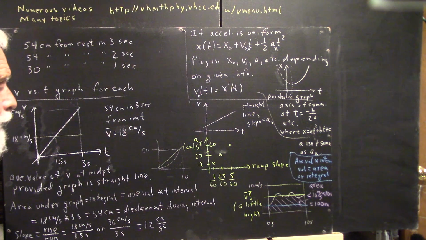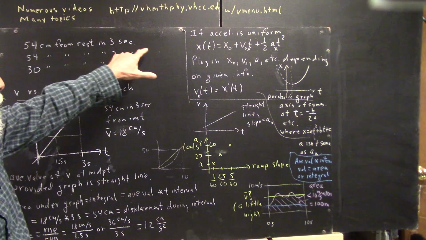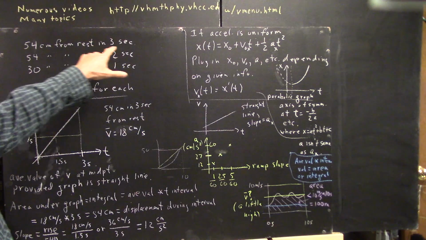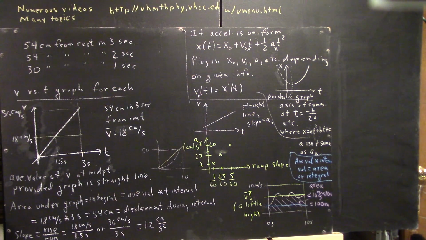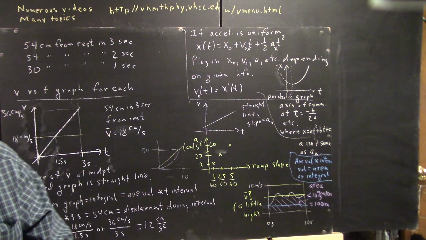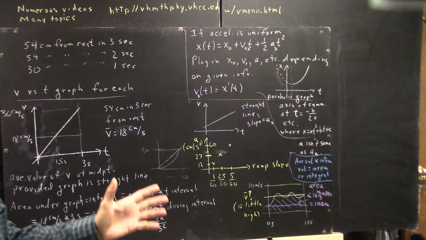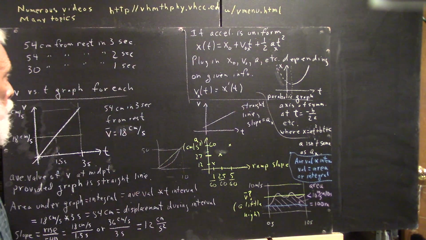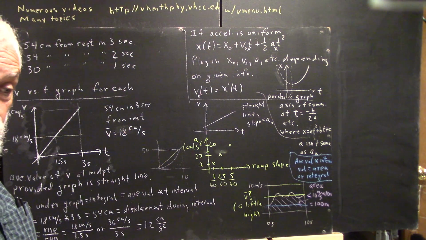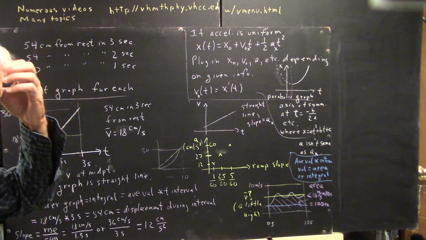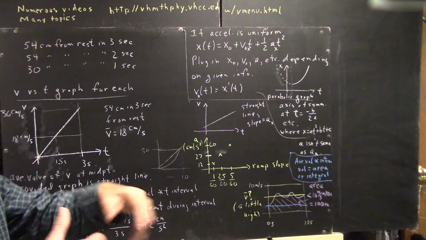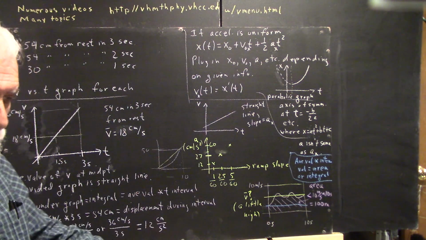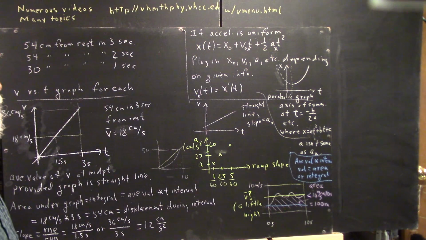Then I asked, what's the first thing you're going to do if you want to make that graph? Well, you take the 54 centimeters into 3 seconds. Everybody divides that. Everybody says, well, that's 18 centimeters per second. Okay, well, very good. My next question, well, what does that represent about the motion? And somebody said, well, that's the motion at the end of the interval. At 3 seconds, that's how fast you're moving.